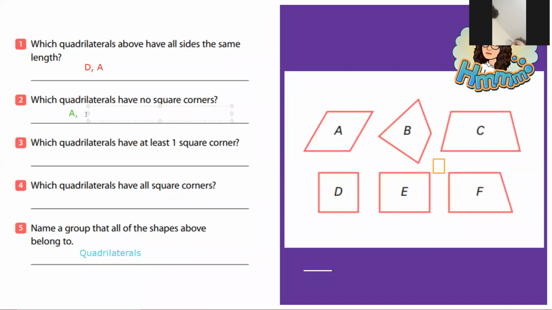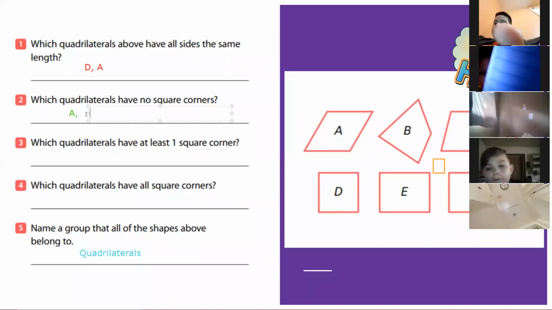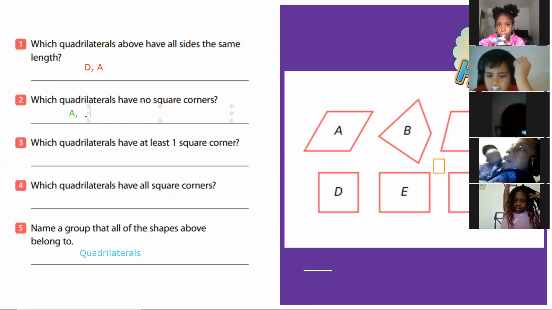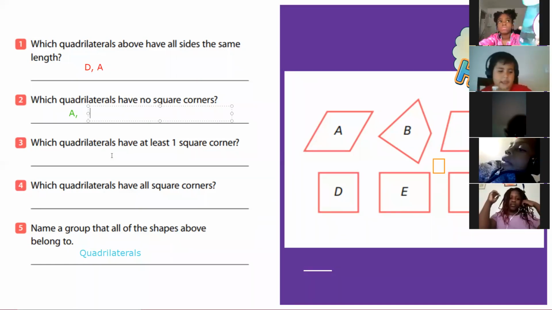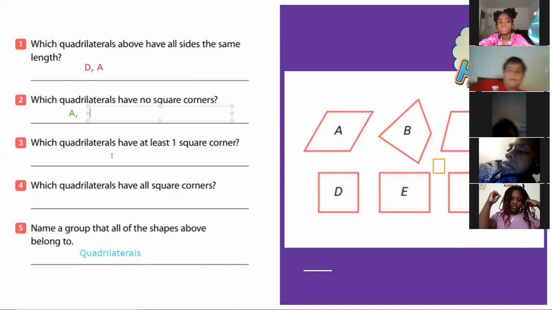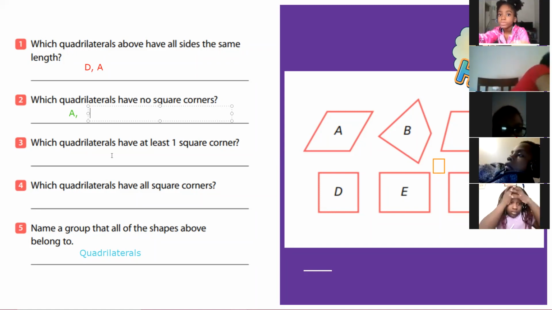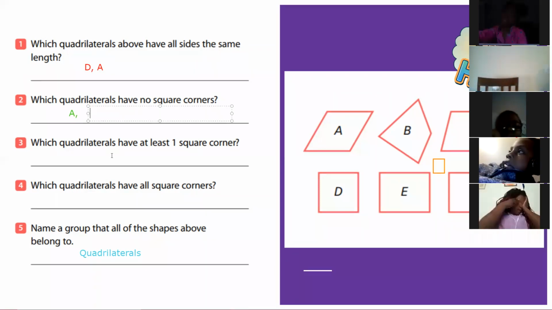Anybody else want to take a risk? I don't see a lot of hands. JV, can you give us another one? No square corners. We already chose A. Can you give us another one, JV?